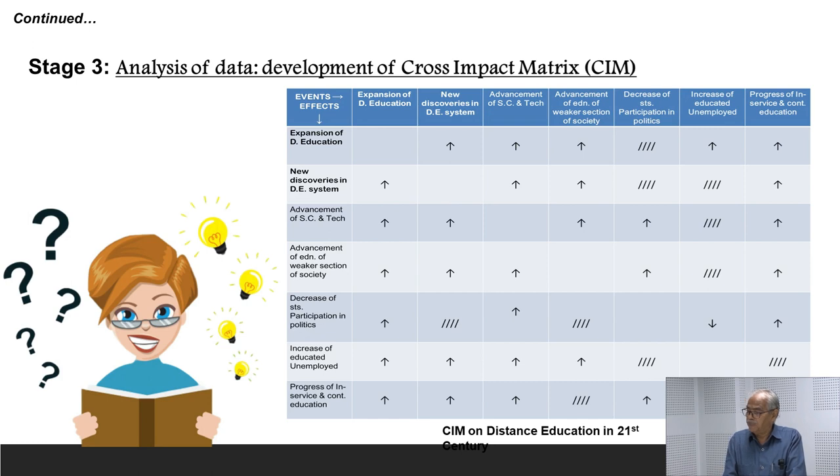The upward mark, as you say, for example, expansion of open distance education will have positive upward influence on new discoveries in distance education system. Second example is expansion of open distance education will have positive impact on advancement of science and technology savvy society. Third is expansion in open and distance learning system will decrease the probability of participation of students in politics.